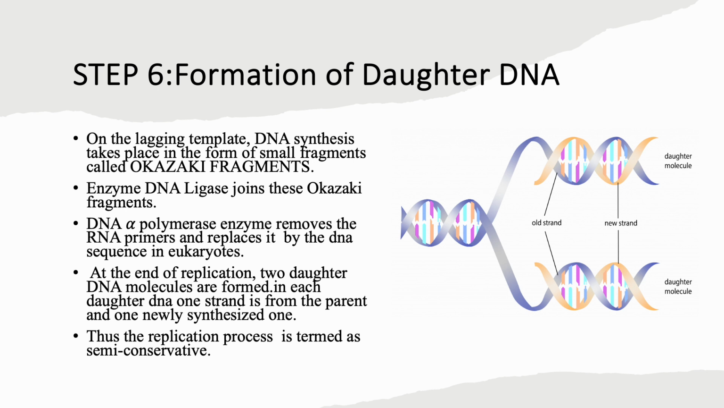In each daughter DNA, one strand is from the parent and one is newly synthesized. Thus, the replication process is termed a semi-conservative process. That is clearly shown in the illustration here with two different colors, the parental strand in one color and the newly synthesized one in the other color. Since the daughter DNA molecules carry one strand from the parent and one newly synthesized strand, the process is termed the semi-conservative process of DNA replication.